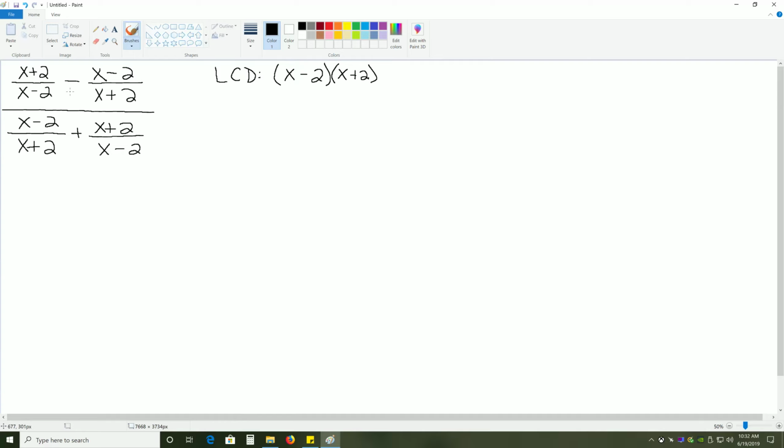With this LCD, we are going to multiply it to every term in this fraction. In other words, we're going to take it and multiply it to the numerator and denominator. When we multiply it to the numerator and the denominator, we will not change the original problem, because if you multiply it to the top and bottom of your fraction, it's as if you multiplied by 1. So we'll end up distributing this to each of our terms.